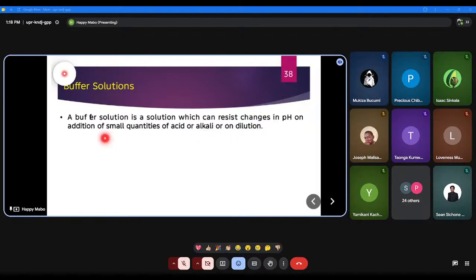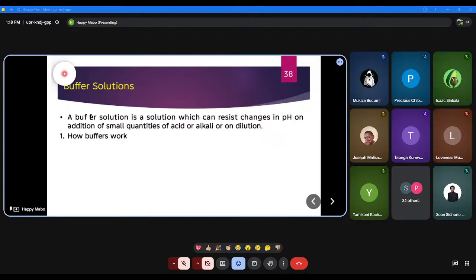So you are not to add an entire ocean of an acid to a buffer and expect that your buffer is going to be able to withstand such a change. It will definitely collapse. The condition is that the changes should be quite minimal. And if these changes are very minimal, your buffer solution will be able to resist these changes. Okay. So how then does a buffer work?